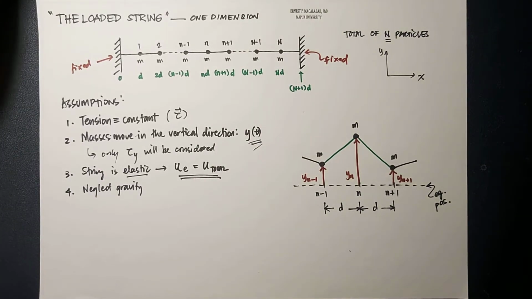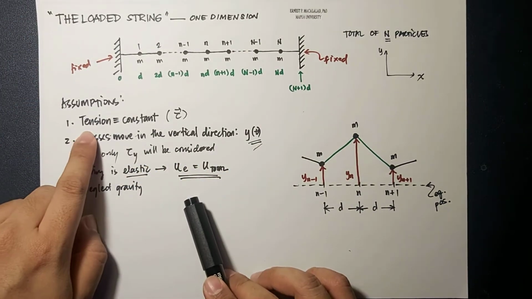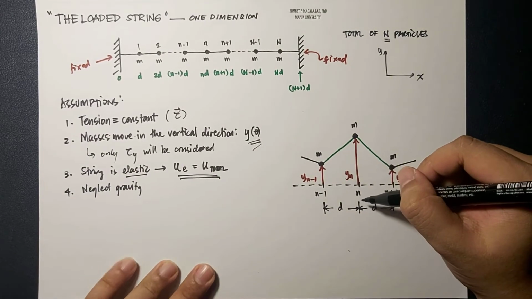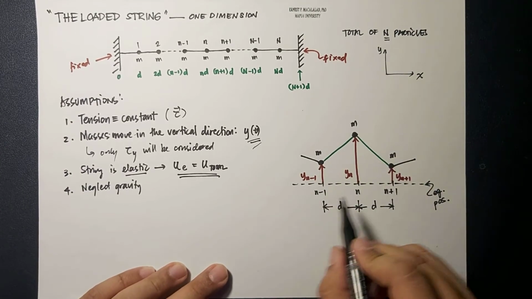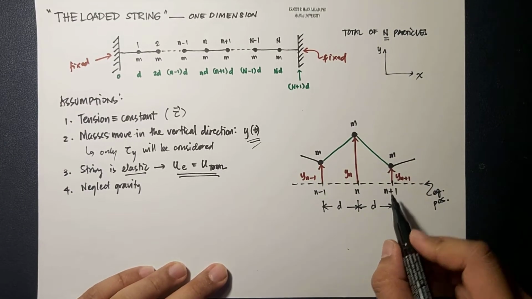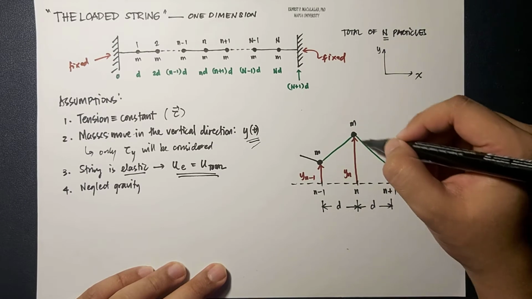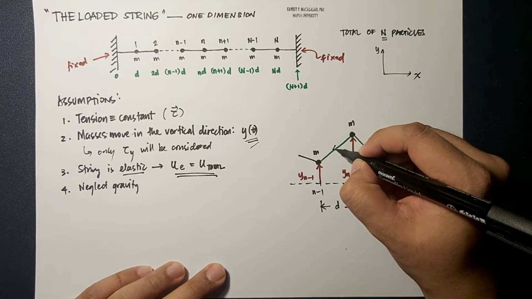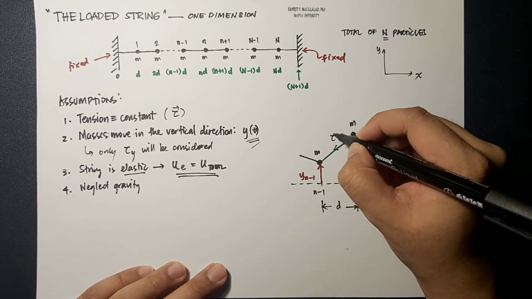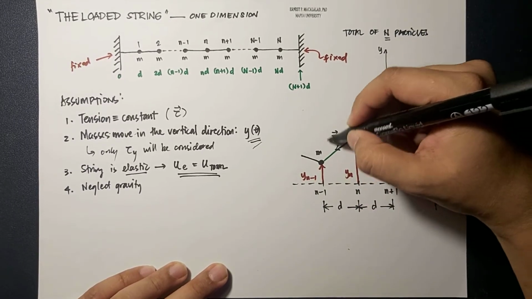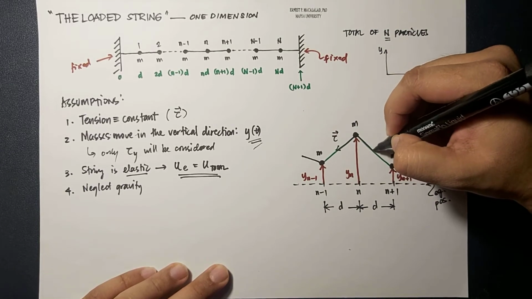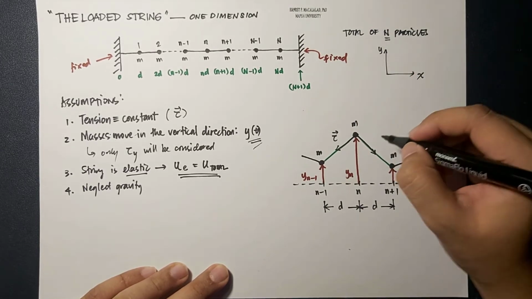Now let's look at this assumption. When you say the tension is constant, that means the particle n, which is connected to the two other particles n minus 1 and n plus 1, has this string and this string with equal tension. So let's say this is your tension, and the magnitude will be equal to this tension.